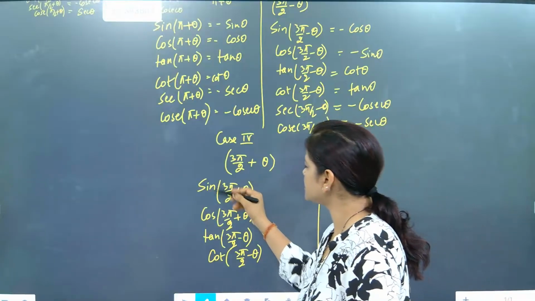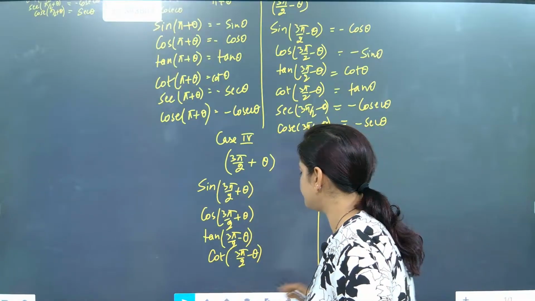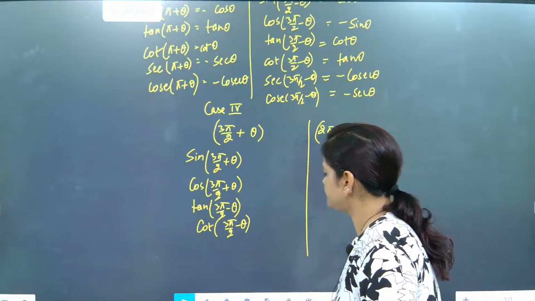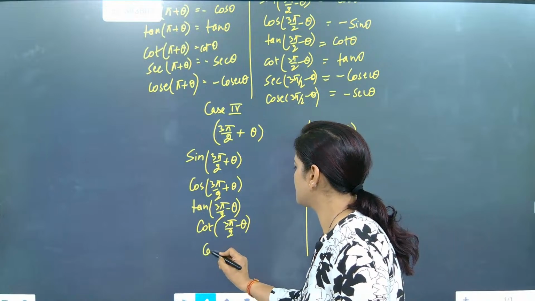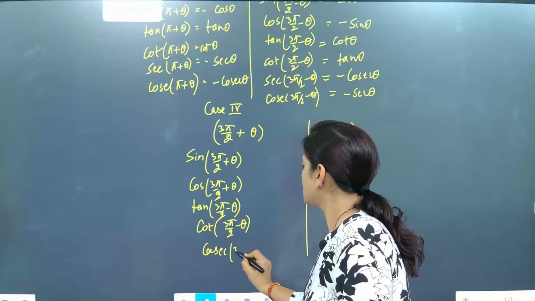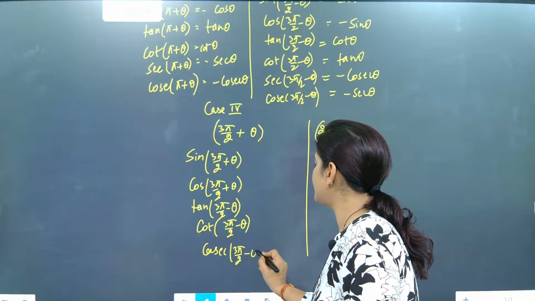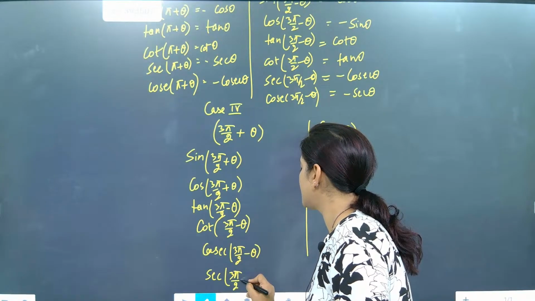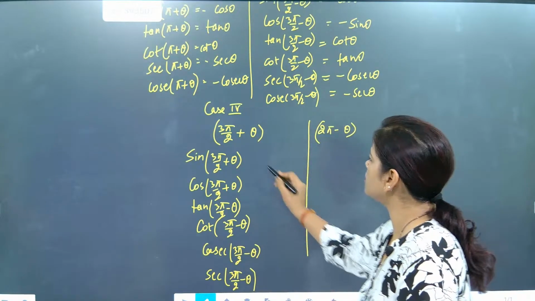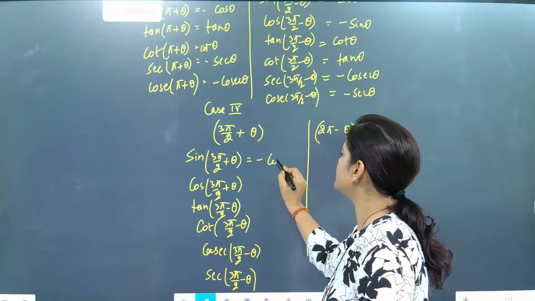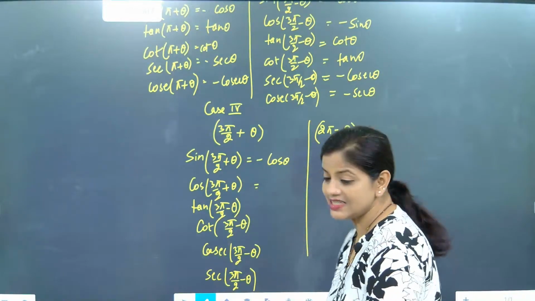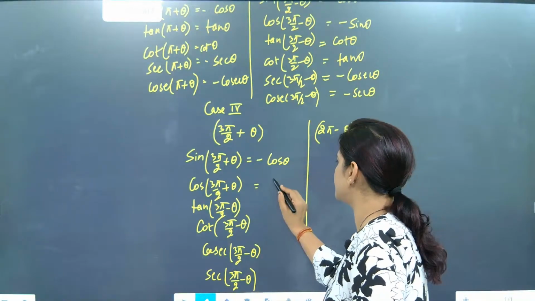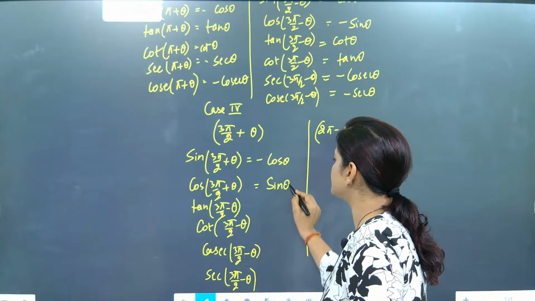So here we have sine, cos, tan, cot, cosecant of 3 pi by 2 minus theta, and secant of 3 pi by 2 minus theta. Now beta, when we are talking about sine, it will become what? Minus cos theta. Cos theta will give you sine theta, positive.